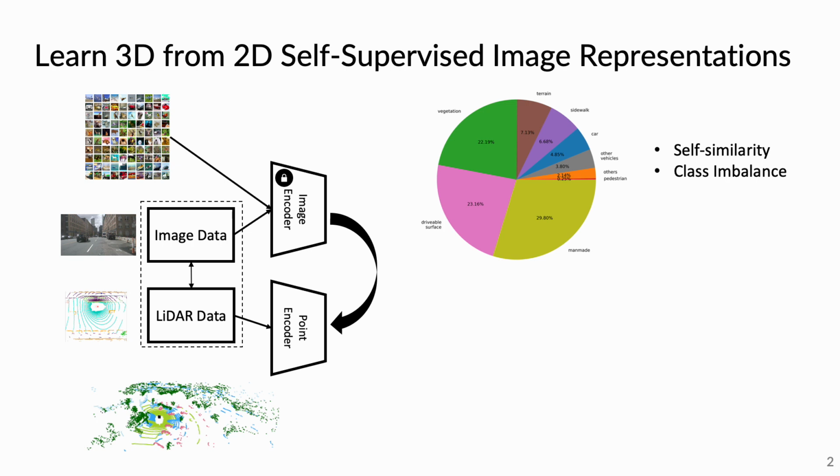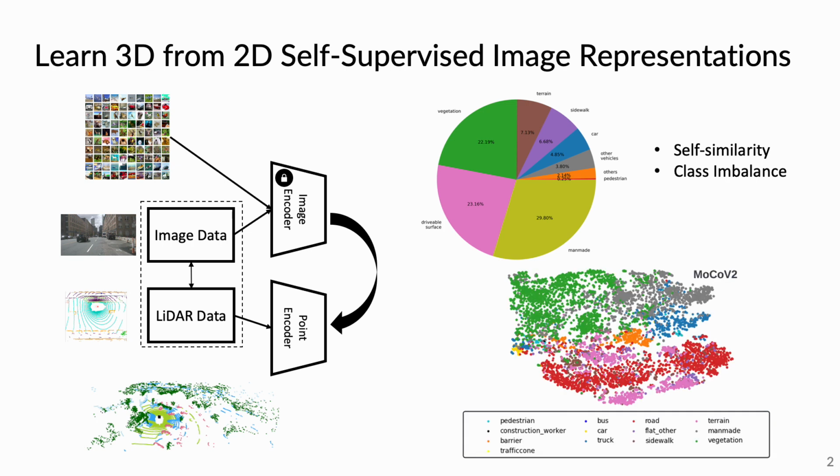Autonomous driving datasets, however, suffer from abundance of self-similarity and severe class imbalance, which limits our ability to transfer rich representations to 3D networks. To address these challenges, we observe that image representations at the superpixel level provide informative semantic clusters, which we use to design a loss that first reduces the contribution of false negatives and then balances the loss by estimating a proxy for the semantic distribution of contrastive pairs.